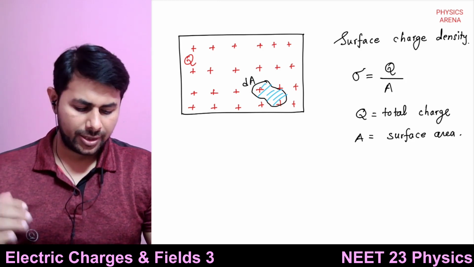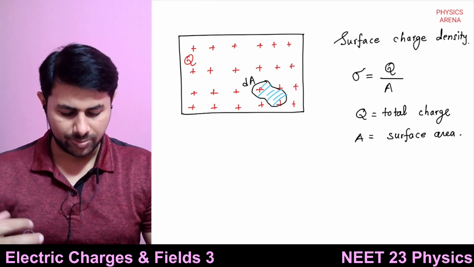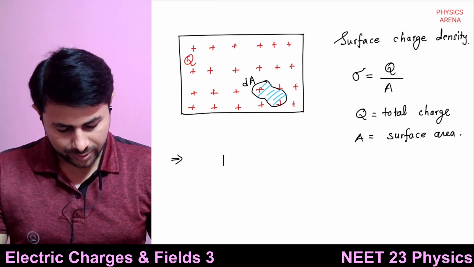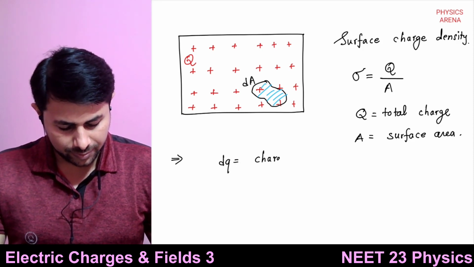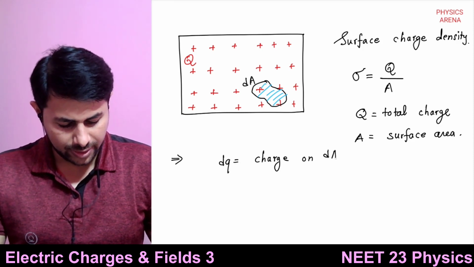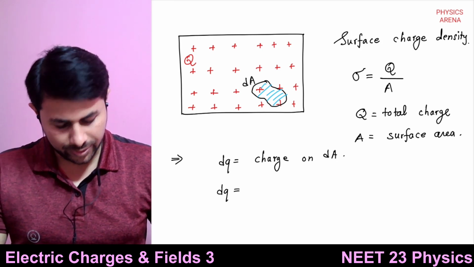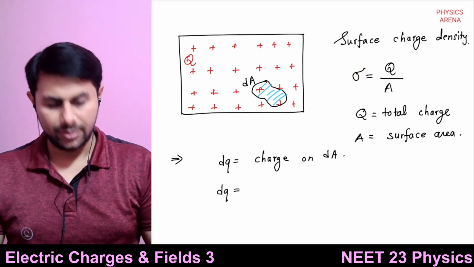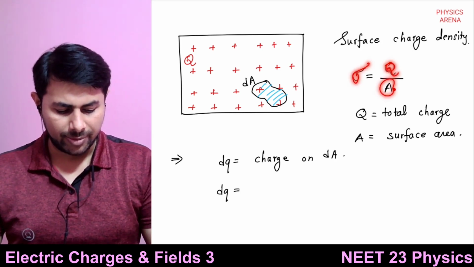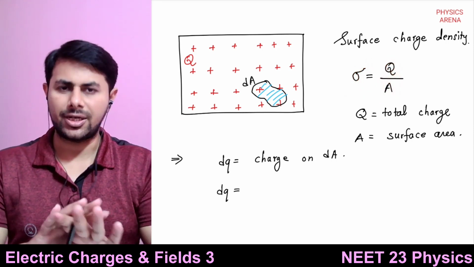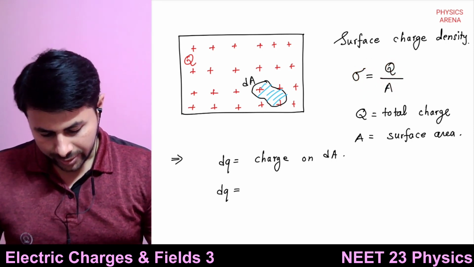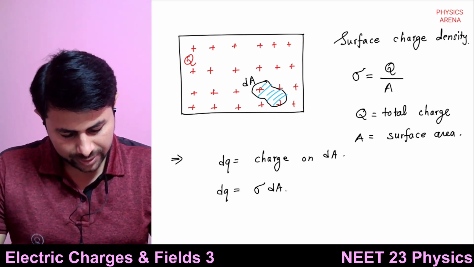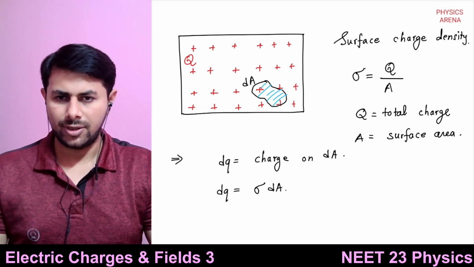Then how much would be the charge on the small section? Suppose the charge is dq. So dq is the charge on area dA. So dq is equal to what? Sigma multiplied by dA. So charge is equal to sigma multiplied by surface area if the charge is uniformly distributed, continuous charge distribution. So it is sigma multiplied by dA.